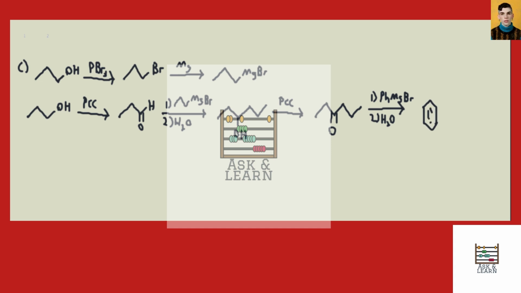So aromatic ring, 1 alcohol here, 1, 2, and then, yep, okay. And so that's C.